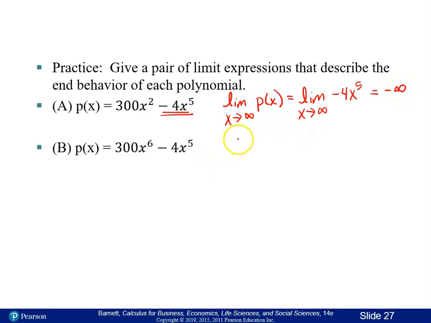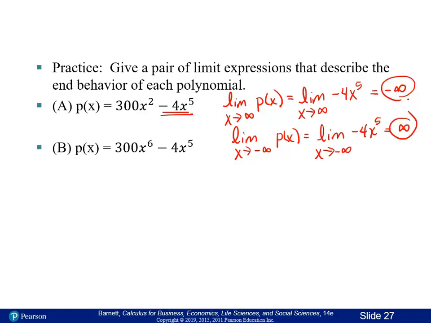And same thing if I'm looking at the limit as x goes to negative infinity, then I'm going to have the limit as x goes to negative infinity of that dominant term there. Negative 4, a negative to the fifth is going to stay negative. So two negatives will make a positive, and so we'll have positive infinity for that one.